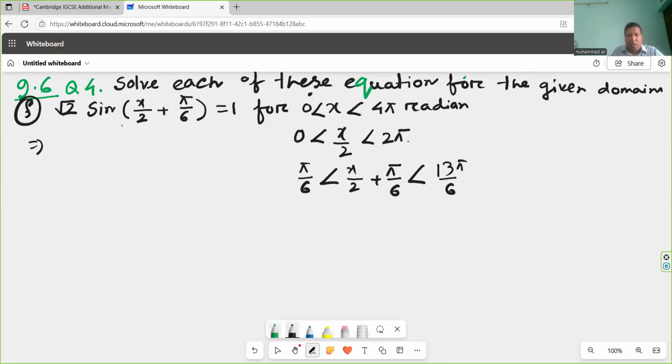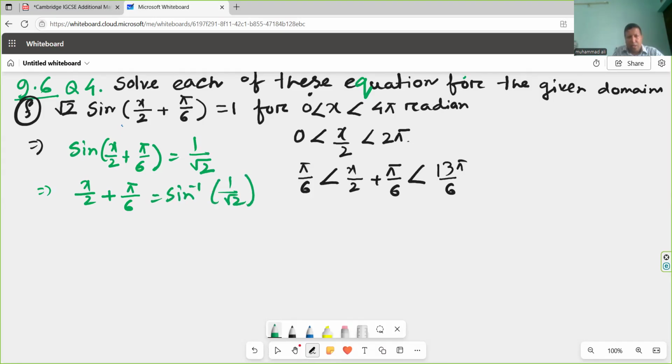Now sin(x/2 + π/6) = 1/root 2. So x/2 + π/6 = sin⁻¹(1/root 2). We'll get 0.79. Sine is positive in the first quadrant and also the second quadrant. So from here, if you want to get the value of x, this is the first quadrant.